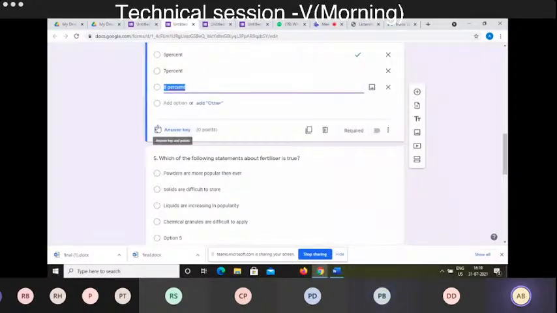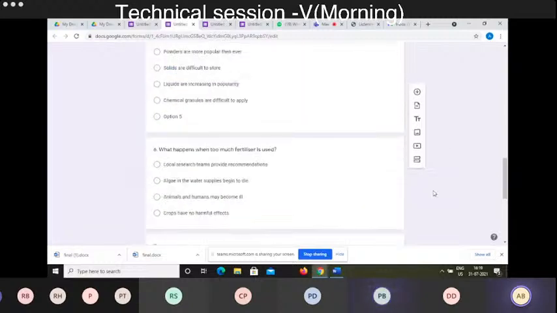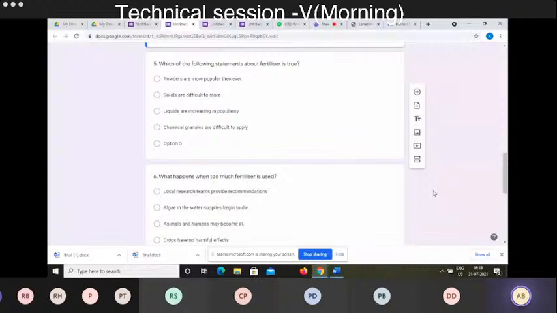Five is correct. Okay. Yes, let's move on. The fifth question. Which of the following statements about fertilizer is true? Option A, powders are more popular than ever. Option B, solids are difficult to store. Option C, liquids are increasing in popularity. Option D, chemical granules are difficult to apply.